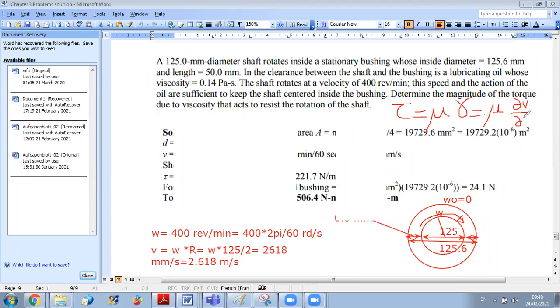What we mean by del V by del Y is the gradient of velocity. How do we calculate the gradient of velocity? I know the linear velocity at this point. I have calculated it. It is 2.618 meter per second. I know that on the outer side, I have a velocity of 0. So to calculate the gradient, it's v minus 0 over the distance between, which is the clearance.